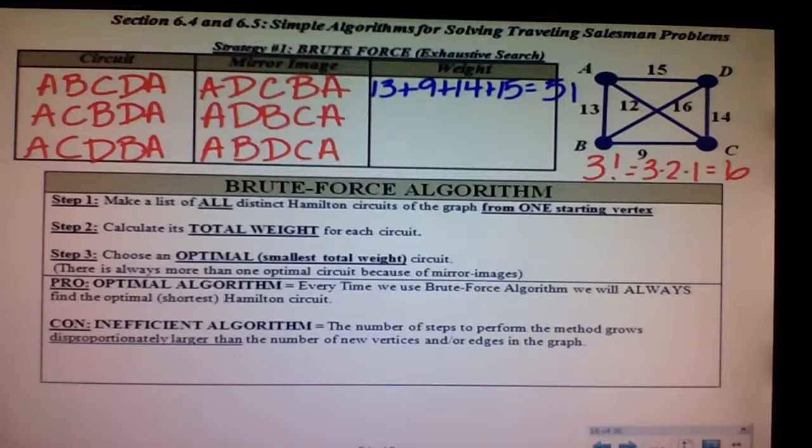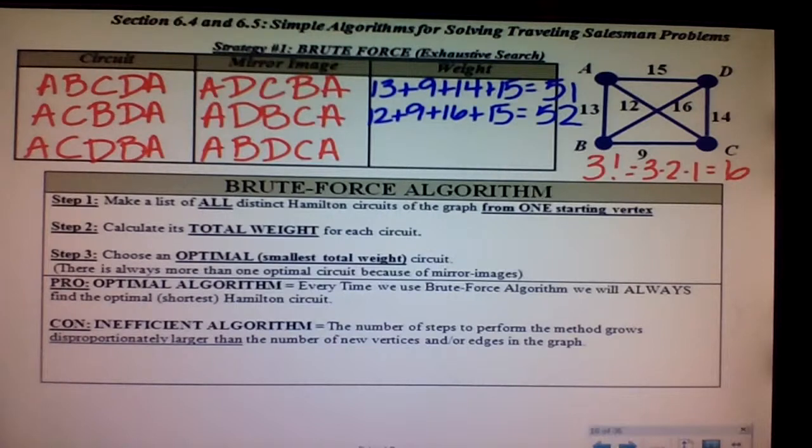A to C this time. So we're looking at 12. C to B is 9. B to D is 16. And D to A is 15. It's 52.